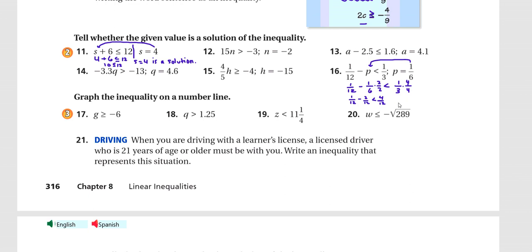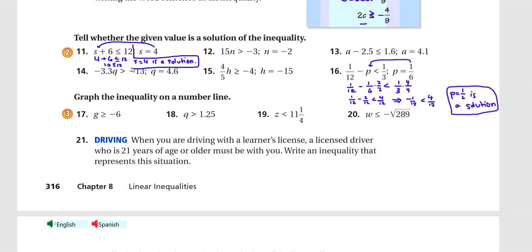Is that a true statement? Well, any negative is less than any positive. So yes, this is a true statement. So I'm going to write P equals 1/6 is a solution. So that's the answer to number 16. And here's my answer to number 11. Okay? Just plug in the number and then simplify it and see if it's a true statement.